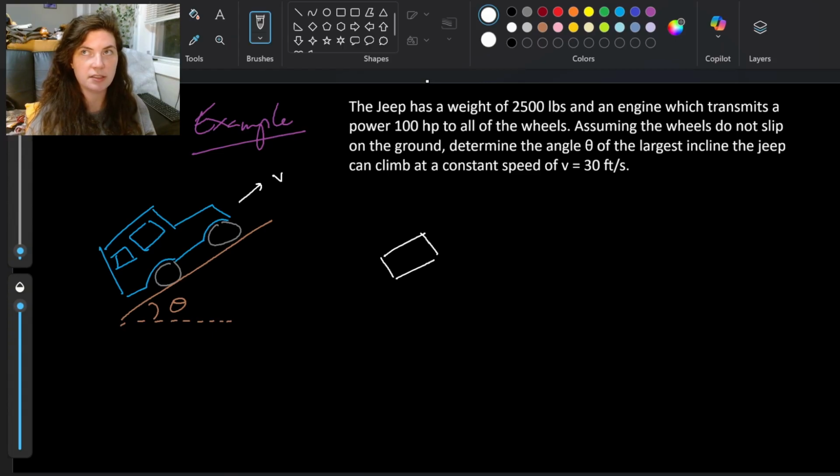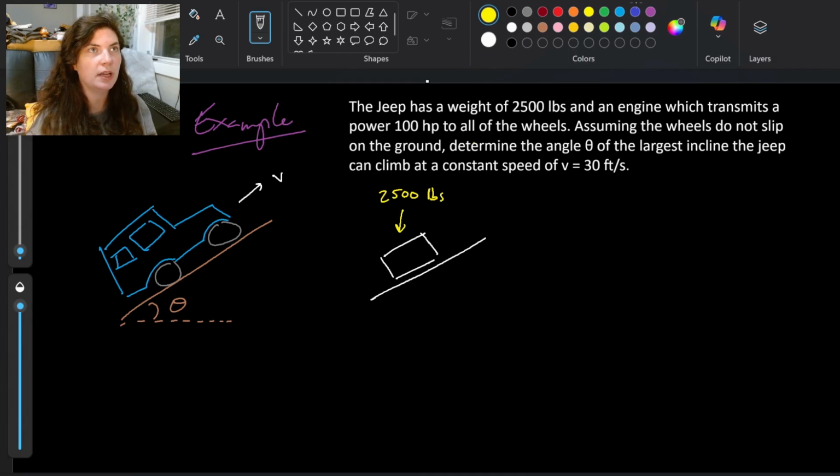So I'm going to draw my free body diagram of this Jeep, and I'm going to make it just a little box because, as we can see, I didn't do that well drawing the Jeep the first time, so I don't think anybody wants to see me try that again. So we'll just have our little box on the incline there. And our Jeep has a weight. It gave us a weight of 2,500 pounds.